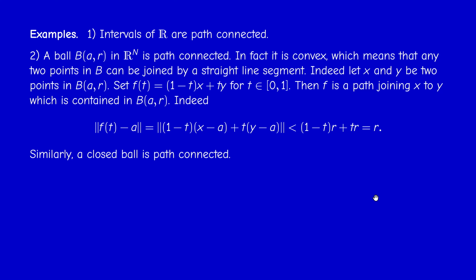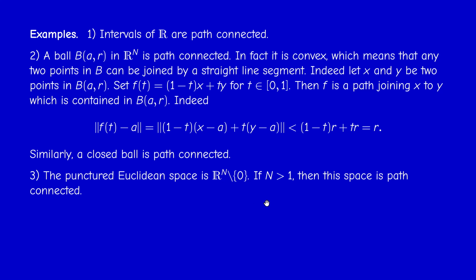Okay, now, as you probably expect, the converse is not true. So a path connected set need not be convex. One example is what we call the punctured Euclidean space, R^n without 0, for n, of course, bigger than 1, because if n is 1, we just get R star, which is not even connected.